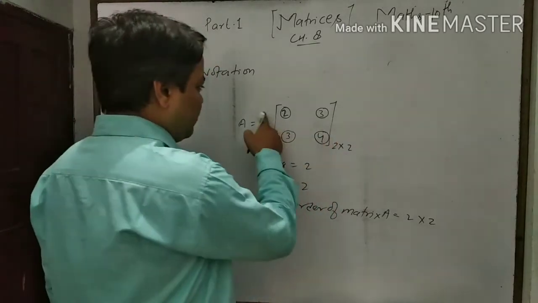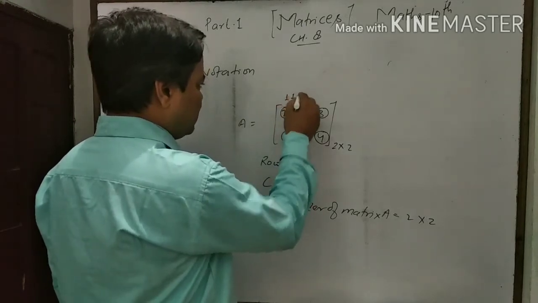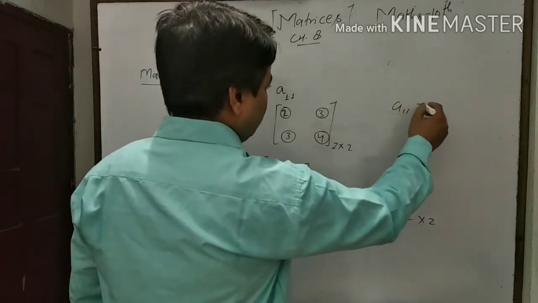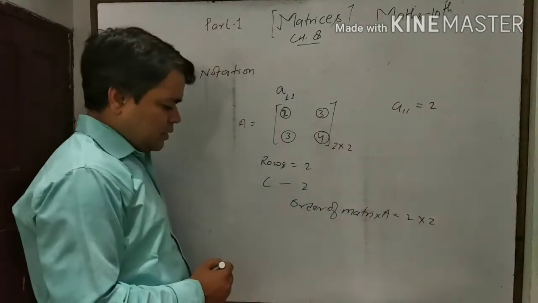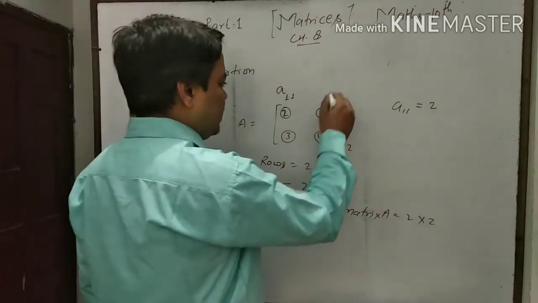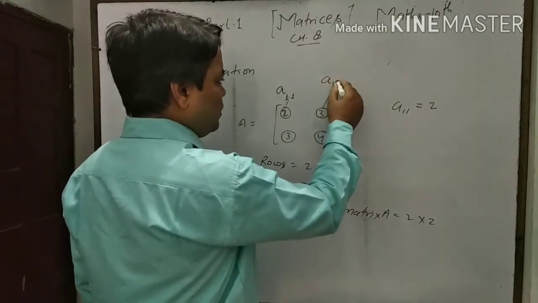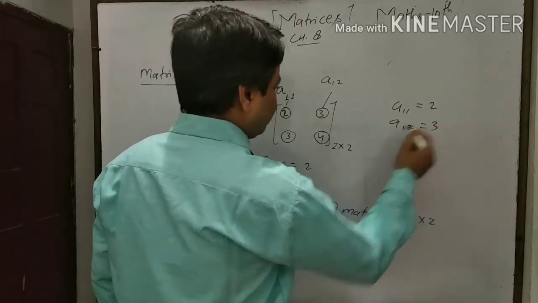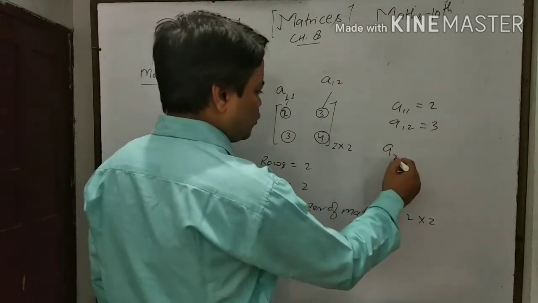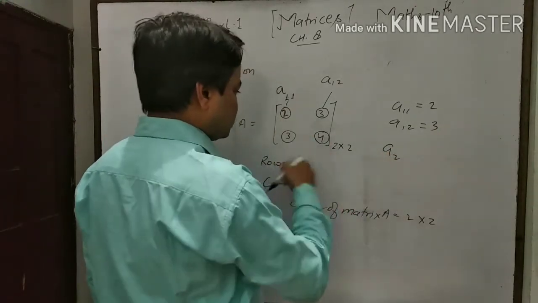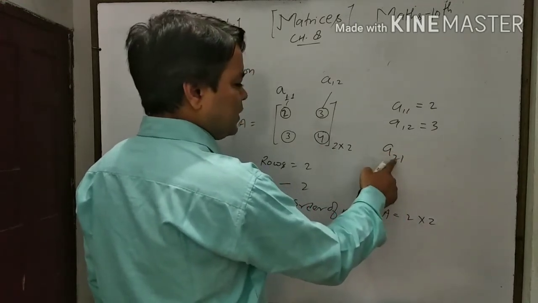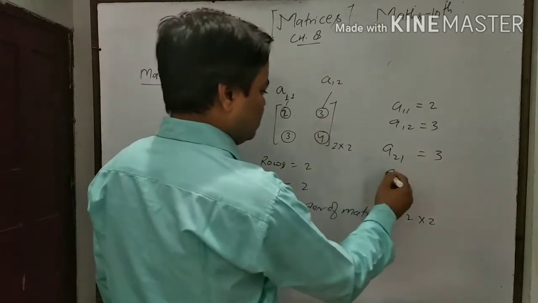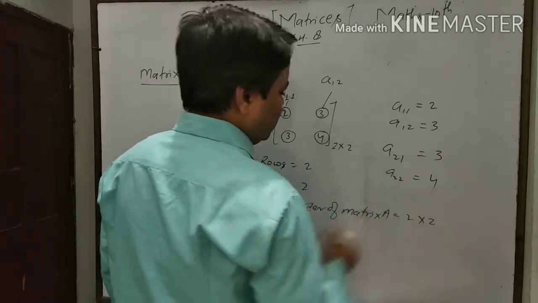It means here the first row and first column element is A11, and A11 will be 2. Now this is the element of the first row and second column, that is A12. It will be 3. Here in the second row, we first write the row and then the column. The element of the second row and first column is 3. The element of the second row and second column is 4.